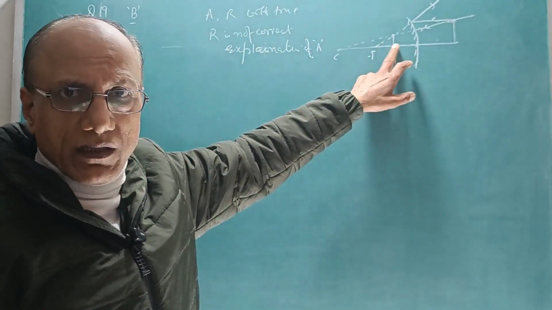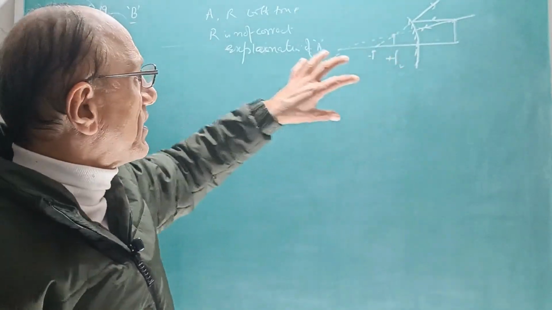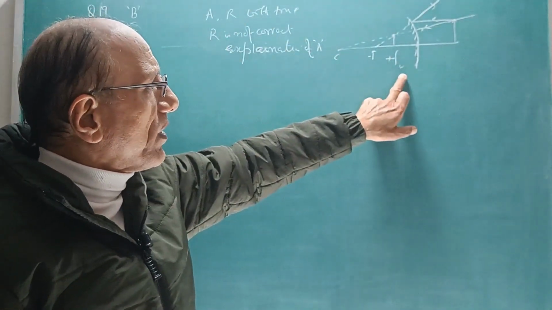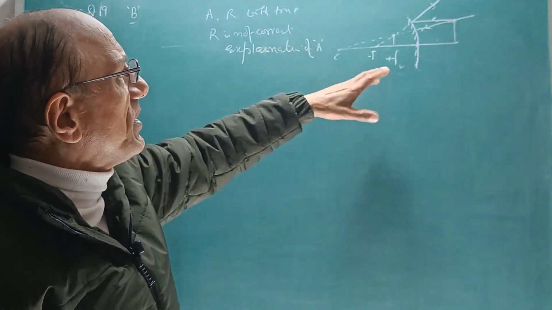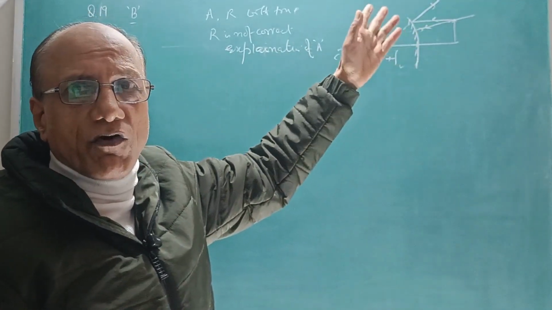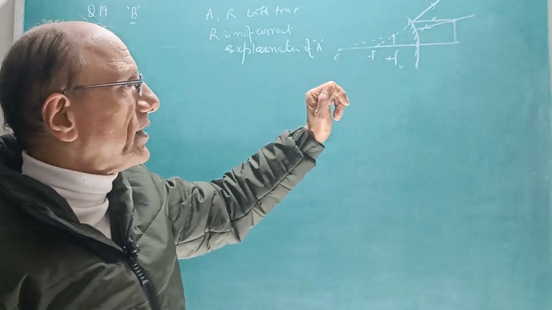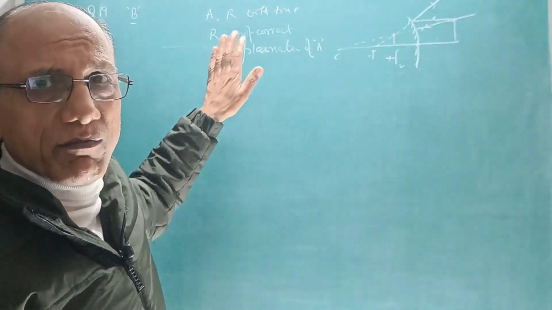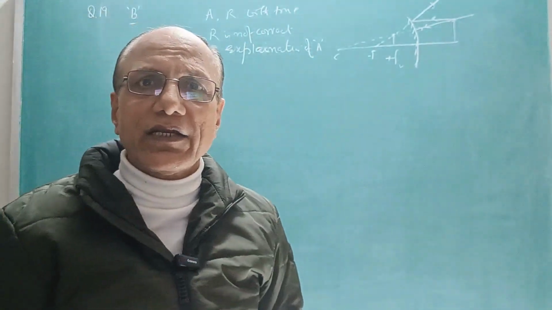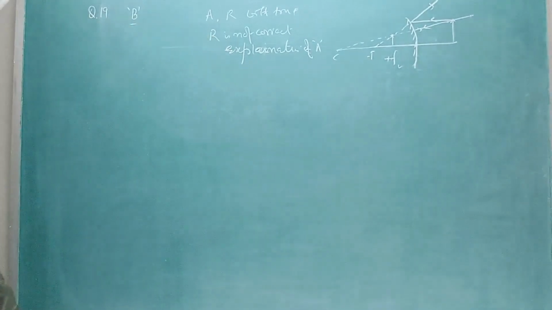Here the image is virtual, that is absolutely correct, and the focal length is also positive, but this doesn't mean that the image will be virtual only because of it being positive. So both A and R are true, but the reason is not the correct explanation.